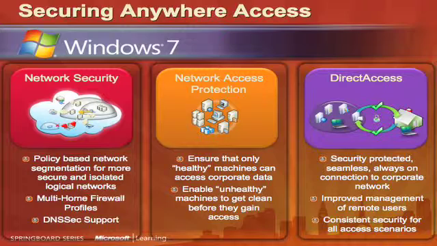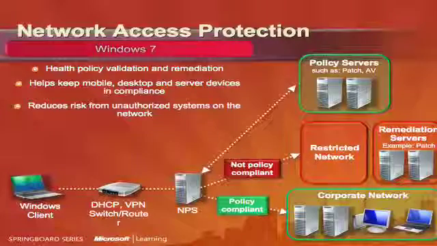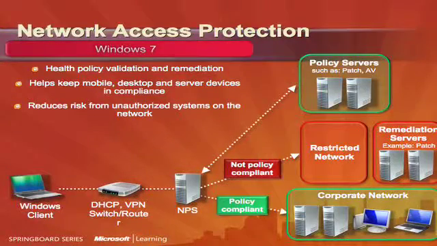With security, we've also added things like multi-home firewall profiles. We have policy-based network segmentation, and we've even updated NAP, and I'll show you in a moment how we can ensure that only healthy machines access corporate data. So what we've done is a Windows client connects to the NPS server coming in remotely. This could be via direct access, this could be via VPN, or it could be even local. So they get to the NPS server and it does a quick check and says they are policy compliant.